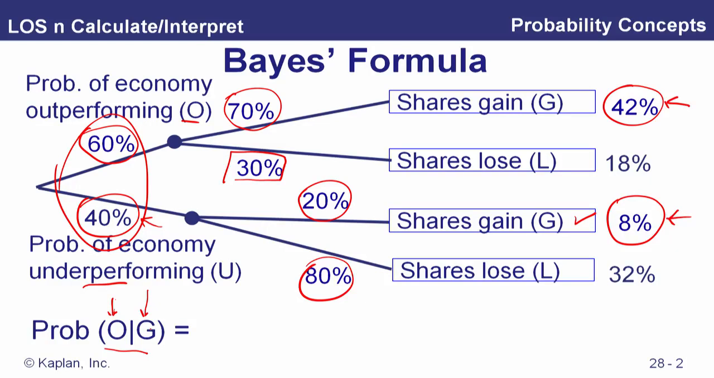Well, there's a formula you can memorize, and I find it hard to remember, but it's real straightforward to do this calculation on the tree here. Because first I'm going to look at the total probability, 42 and 8. So that's our unconditional probability that shares will gain. We don't know anything about the economy. There's a 50% chance that shares will gain.